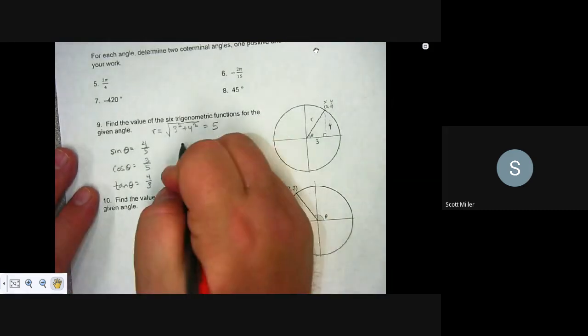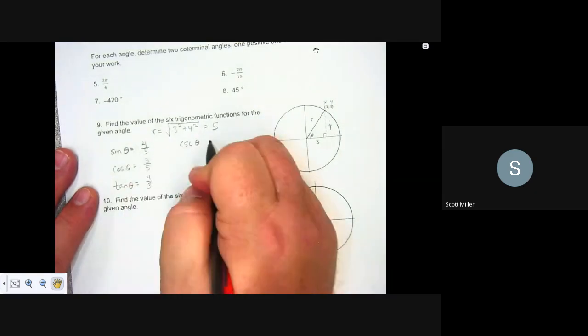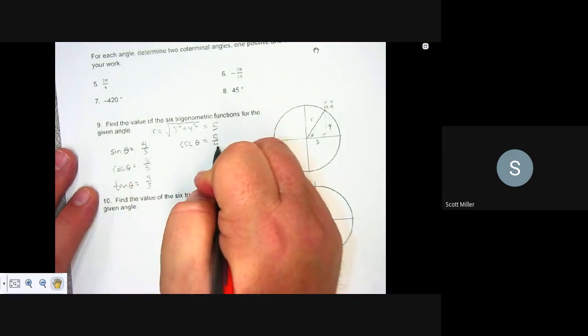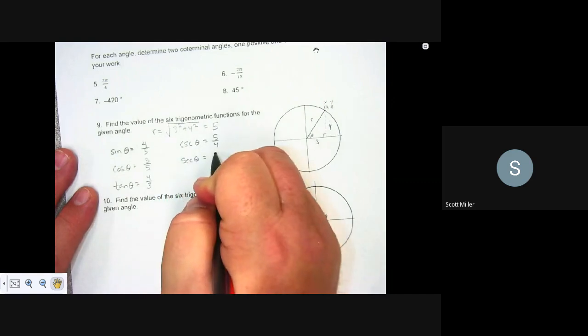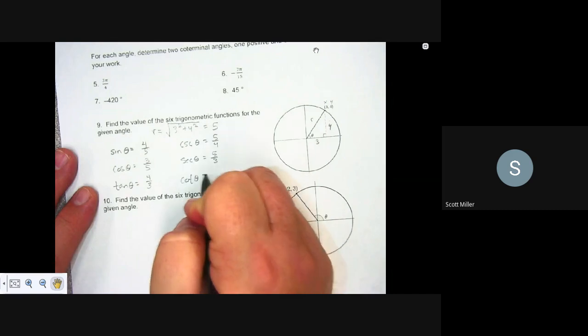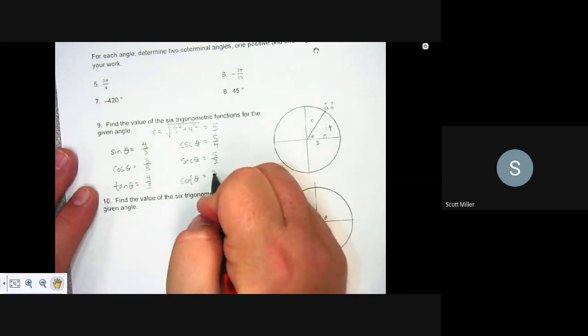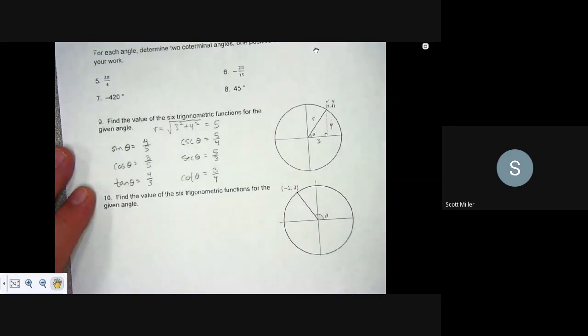And then I come over here for the other one. The cosecant is the reciprocal of that. So I know it's going to be 5 over 4. And the secant is the reciprocal of the cosine. So I know it's going to be 5 over 3. And the cotangent is the reciprocal of the tangent, which is 3 over 4. And there are your 6 trig functions.